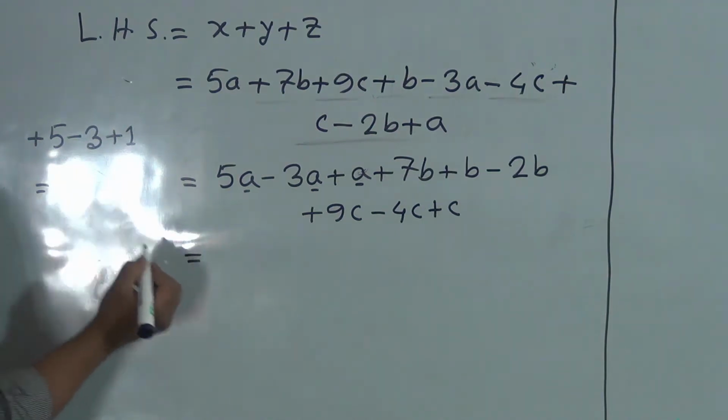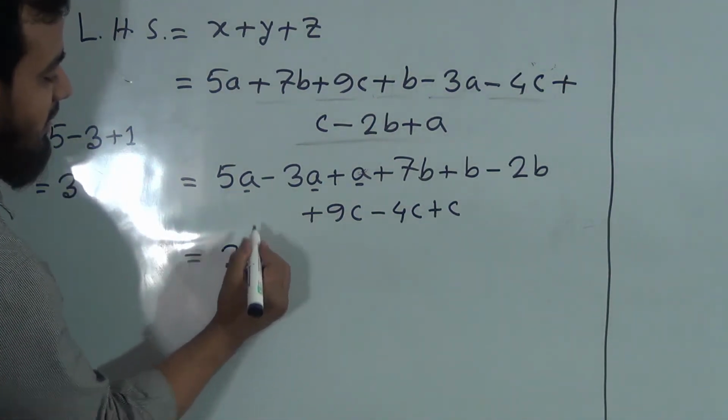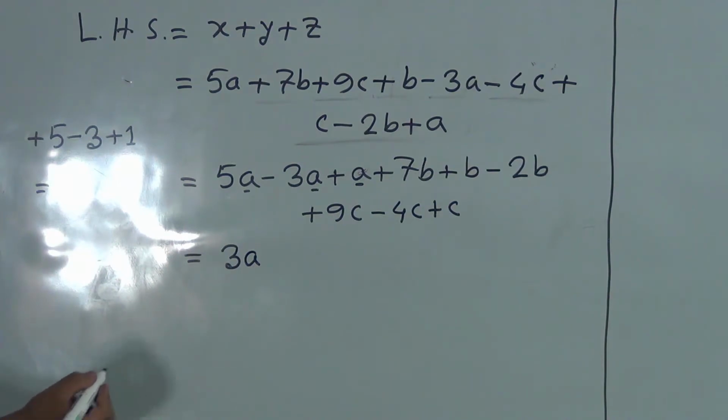So the addition will be plus 5 minus 3, equal to twice a, plus this one, it will be 3. So it will be thrice a. It will be thrice a, as a variable with 3. Okay, the numeral with 3.